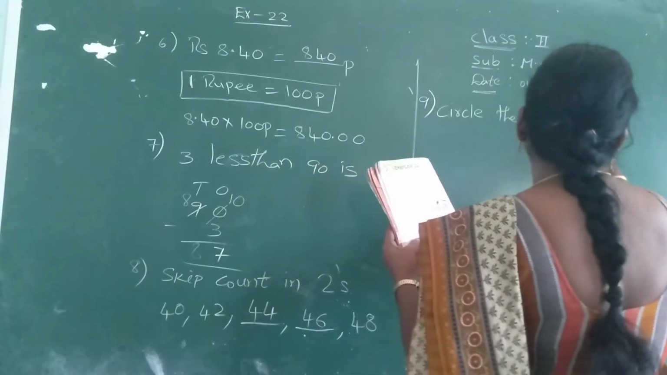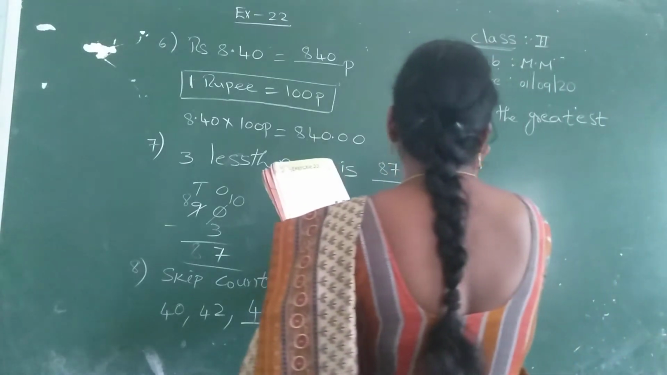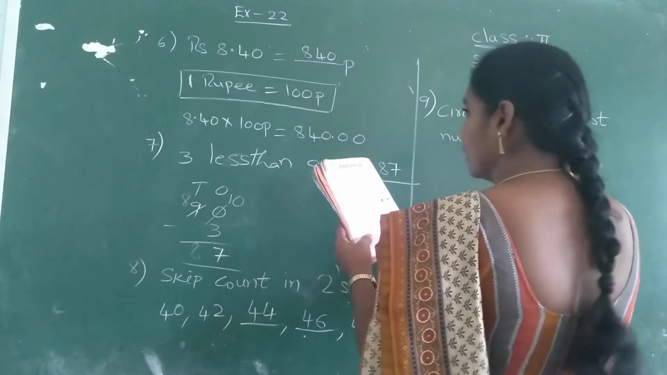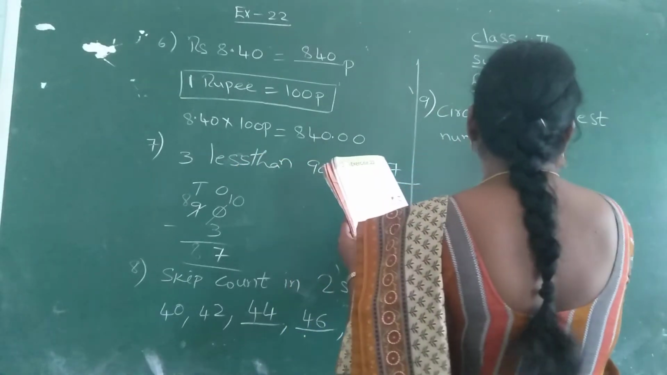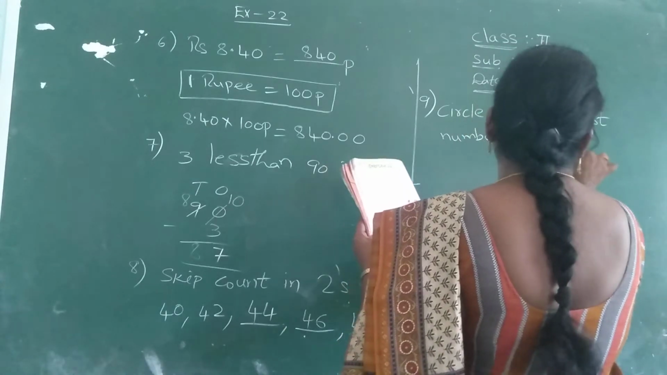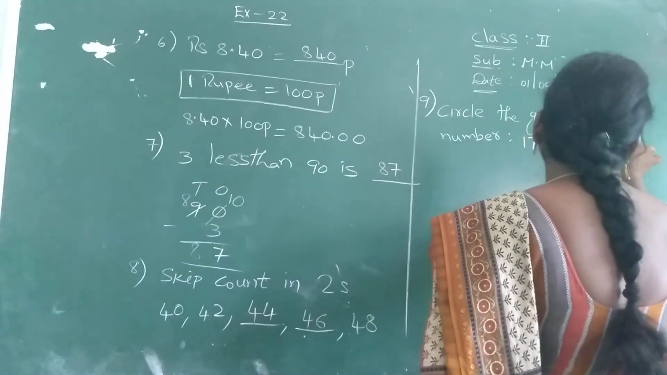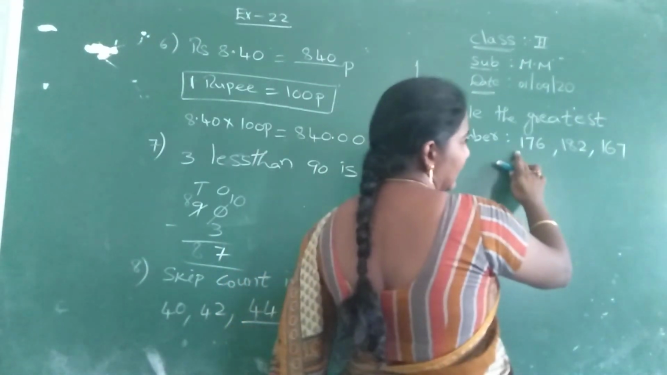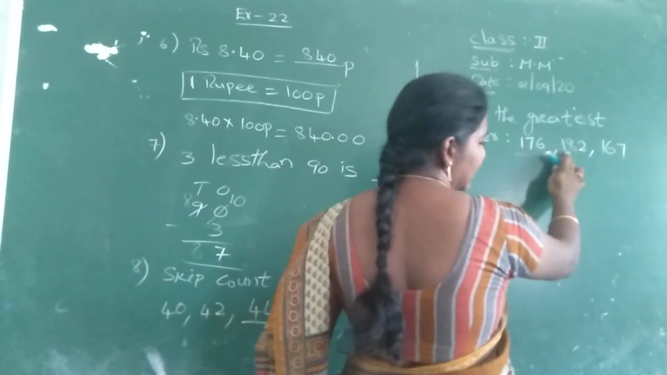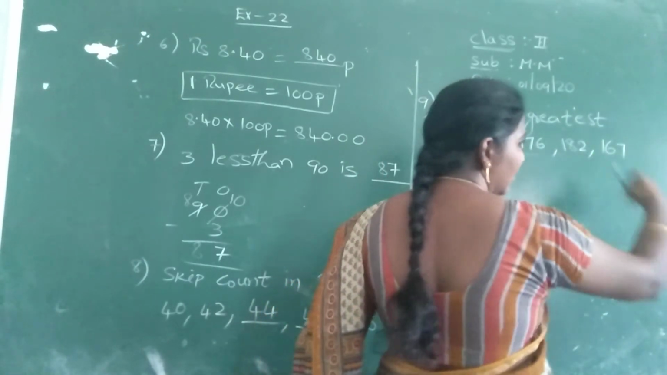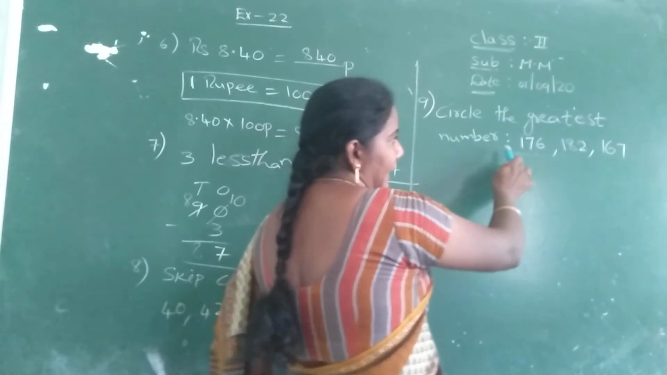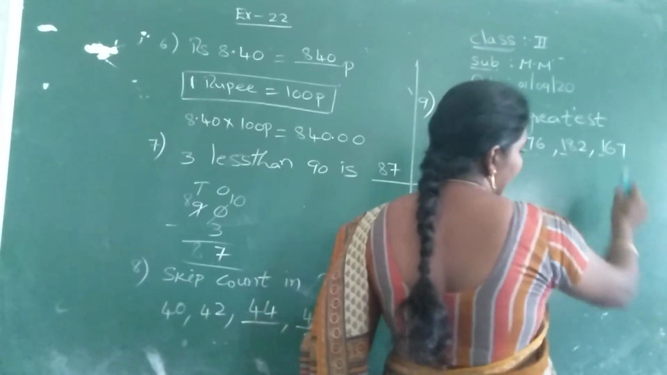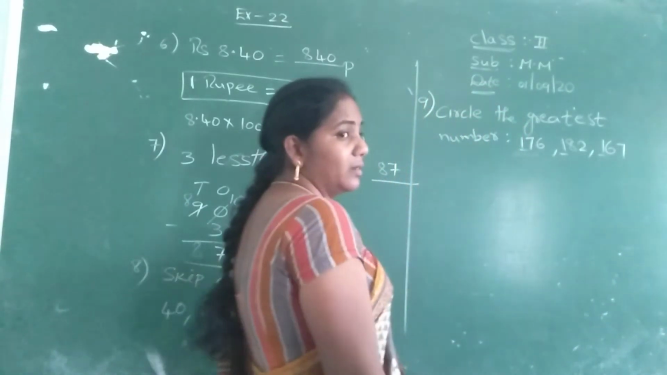Circle the greatest number. They have given 176, 182, 167. See Nana, here check the numbers. Here 3 places are given in this number. In this number also they have given 3 places. Here also 3 places. First check the hundreds place. In the hundreds place they have given 1, 1, 1. So in the 3 numbers the hundreds place is 1.